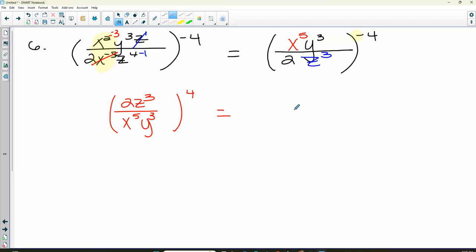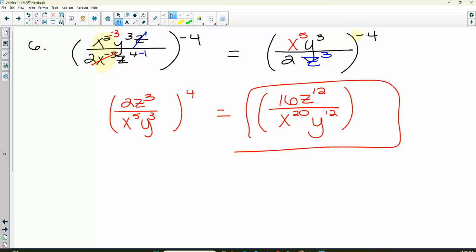Then you can take your 4th power to each. So 2 to the 4th, z to the 12, power to a power, we're multiplying. X, 4 times 5 is 20. Y to the 12. That's your final answer. All right. You don't necessarily have to do the pieces in that order. But if you get confused, just go one step at a time as you work through there.